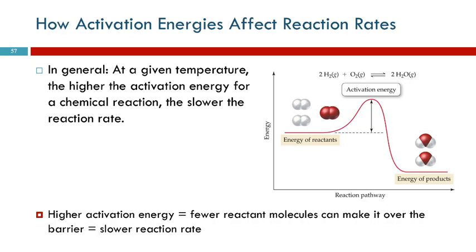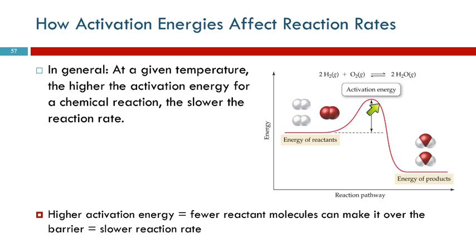Chemical reactions are really very violent if you go on down to the particulate level. So if this barrier is high, it's going to take more energy to get over. And so fewer collisions are going to have enough energy, and the reaction will be slower. If this barrier is very low, more collisions are going to have enough energy, and so the reaction will proceed faster. So higher activation energy generally means a slower reaction rate.